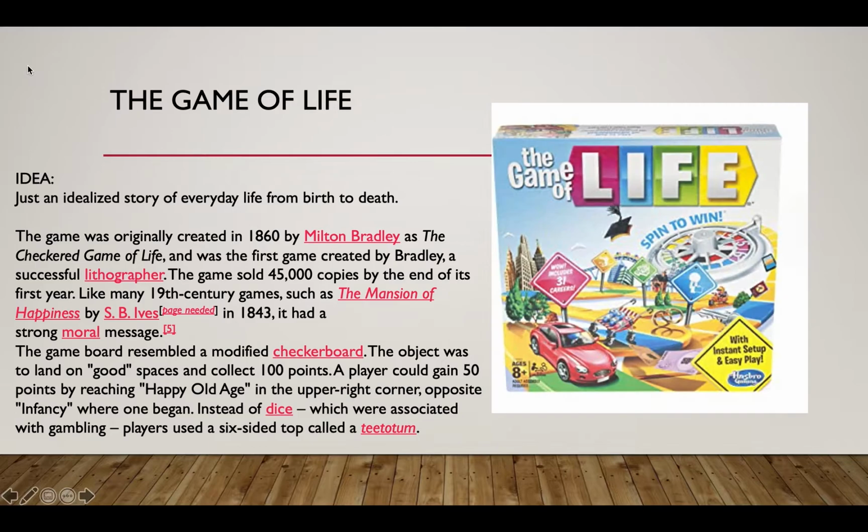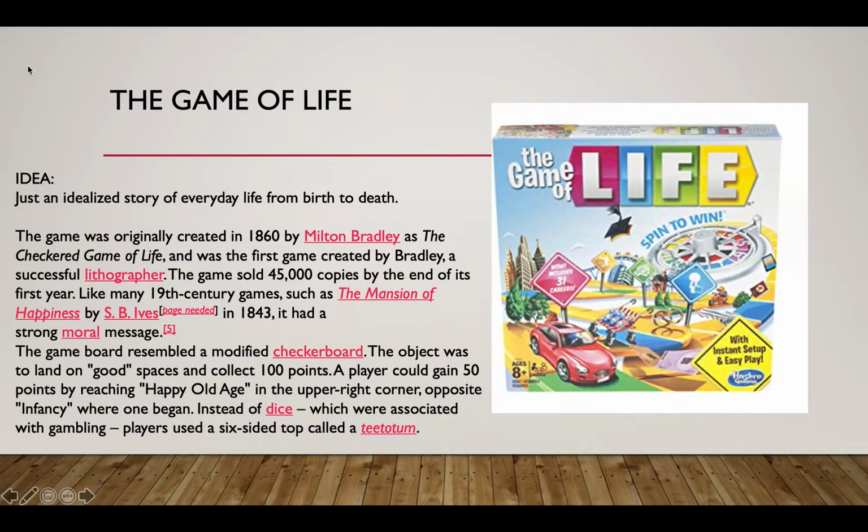So the first one is The Game of Life by Milton Bradley. I think this is Milton Bradley's first game, created in 1860, called The Checkered Game of Life, and Milton Bradley was actually a printer, lithographer, and he did 45,000 copies by the end of the first year, and it had kind of a moral story to it, like S.B. Ives' Mansion of Happiness. In other words, this was Milton Bradley's idea of how to live a good life.